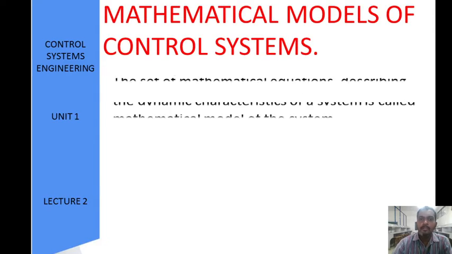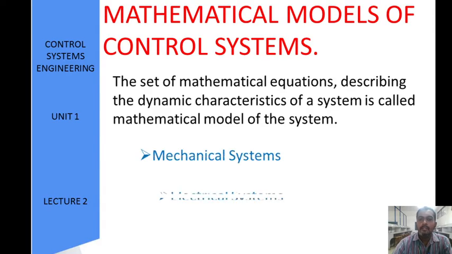Coming to the mathematical model, the set of mathematical equations describing the dynamic characteristics of a system is called the mathematical model of the system. That means we are defining some mathematical equations for describing the dynamic characteristics of the system. Here we have two types of systems, that is mechanical systems as well as electrical systems.